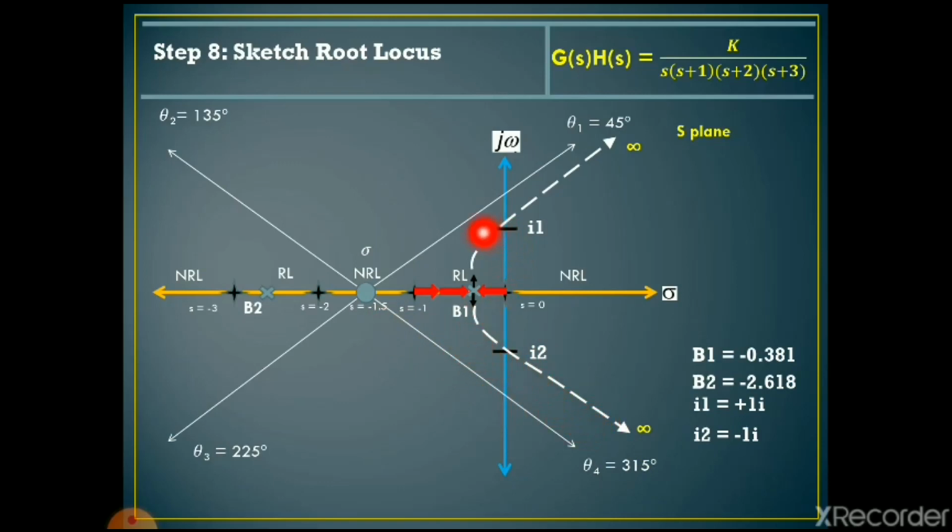Now here you can observe, very important, when it approaches infinity, it will cross the imaginary axis, yes or no? And that crossing of the imaginary axis, or the intersection with the imaginary axis, should happen at 1i. Again you can observe here, the branch which is following the angle of asymptote 315 degree will also intersect the imaginary axis, or will cross the imaginary axis, and that crossing or intersection should happen at -1i.